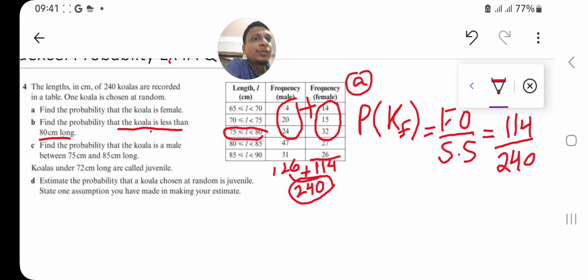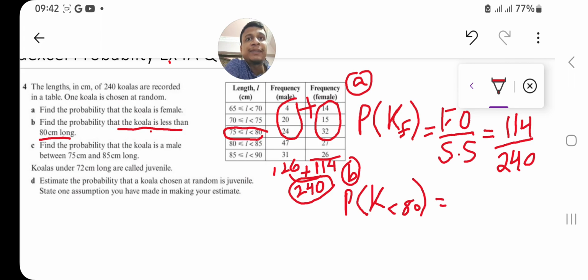Okay, so part B, they are asking in general all koalas. I'm writing a subscript less than 80, meaning less than 80 centimeter long. You know that the total sample space will remain the same, because when you add male and female koalas, it is 240. The total sample space, or the total number of options, always comes on the denominator, and for the numerator, this is the favorable outcome.